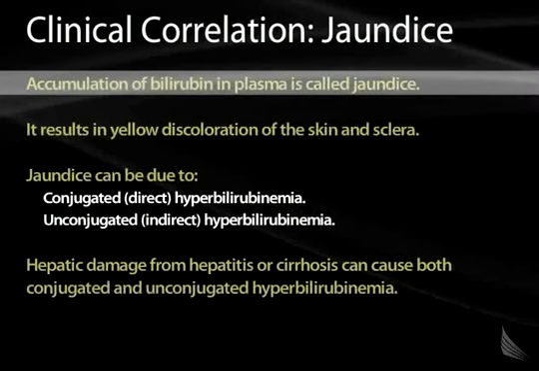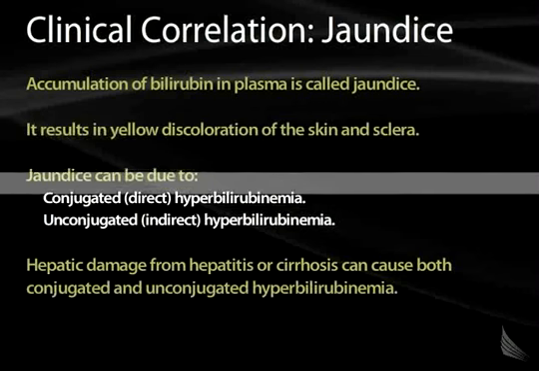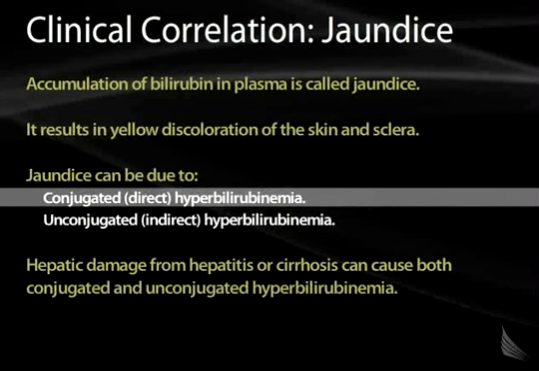Now, any accumulation of bilirubin in the plasma is called jaundice. Now, remember, bilirubin is a pigmented molecule, and so the accumulation of bilirubin in the skin and in the plasma results in yellow discoloration of the skin and the sclera. This is what we refer to as jaundice. Jaundice can be due to a conjugated or direct hyperbilirubinemia. This is where the jaundice is due to accumulation of bilirubin which has already been conjugated, or it can be caused by an unconjugated hyperbilirubinemia or indirect hyperbilirubinemia. This is accumulation of bilirubin that is unconjugated.